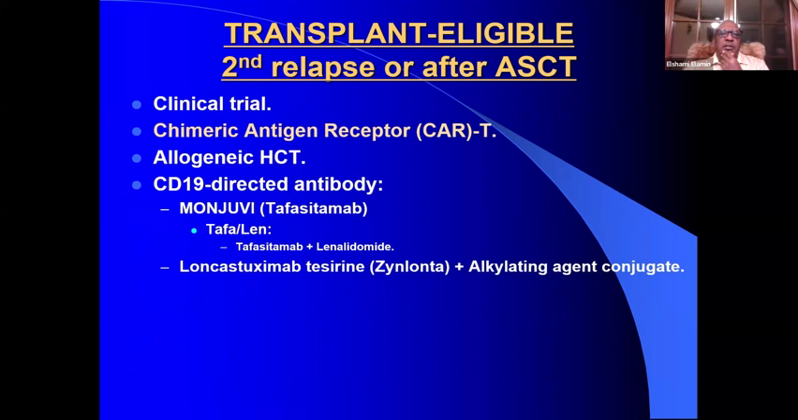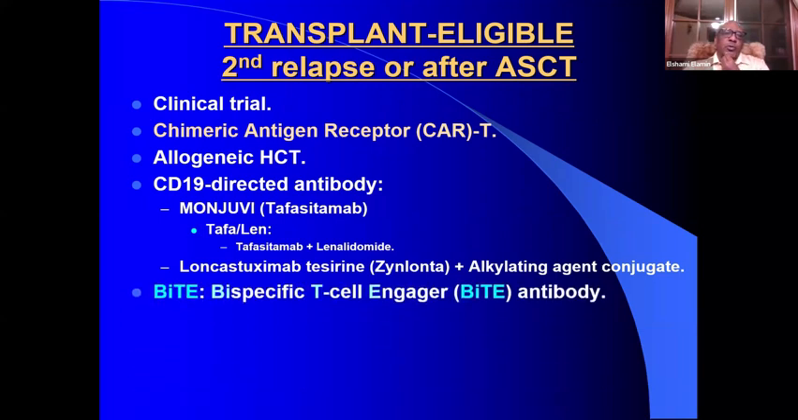Which is a CD19-directed antibody, Monjuvi, which is with the Revlimid or lenalidomide, which is the Tefalin regimen, very good in this situation. There's another drug which is another CD19 antibody with a conjugate drug with an alkylating agent. And also, there's a new class of drug, which is now kind of competing with CAR T because it's more simple. You don't need the setup for the CAR T. It has to be given in a tertiary center, well equipped. So a lot of work for CAR T.